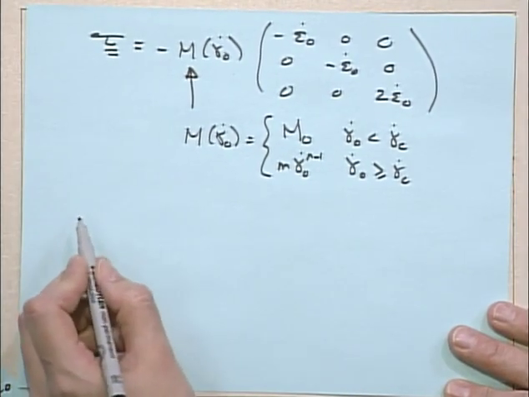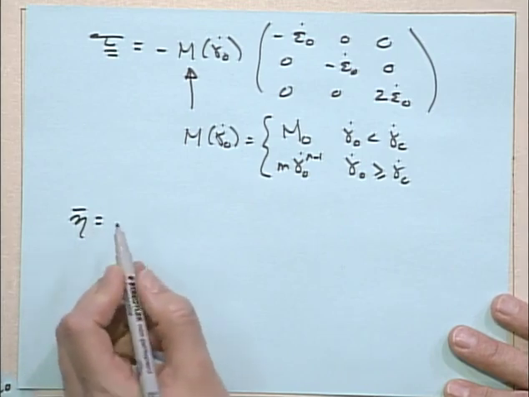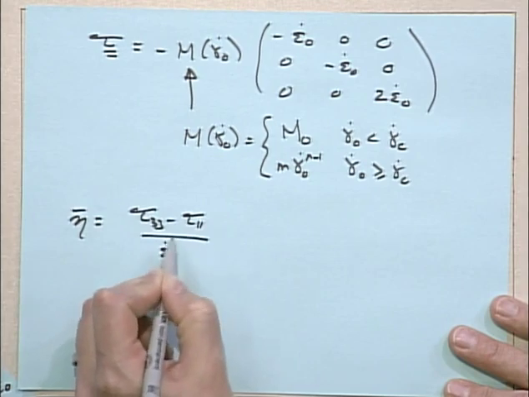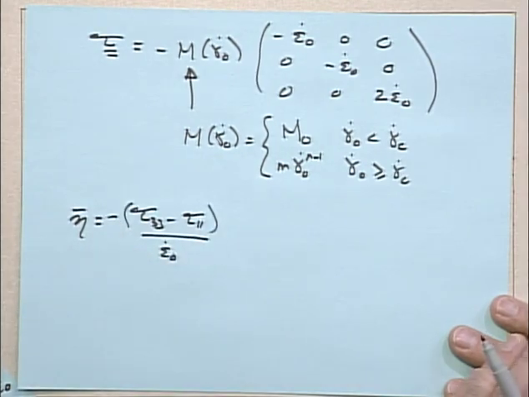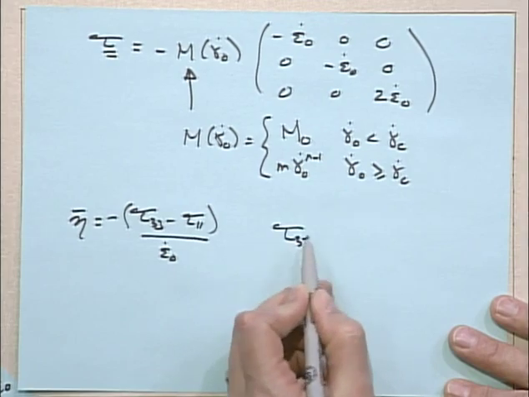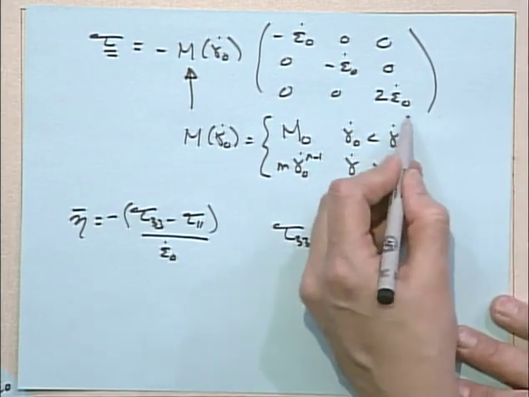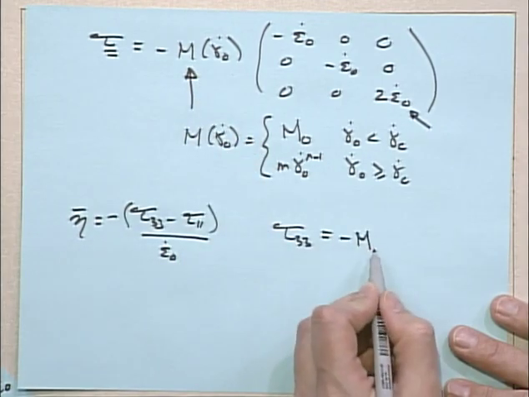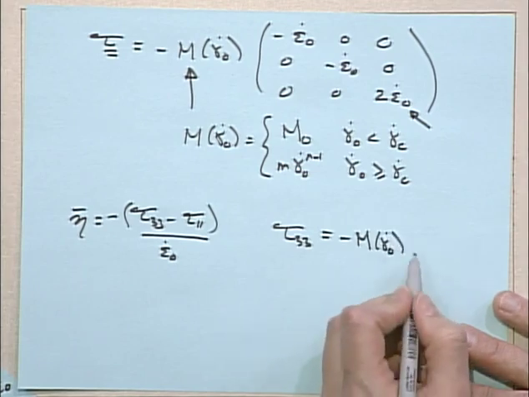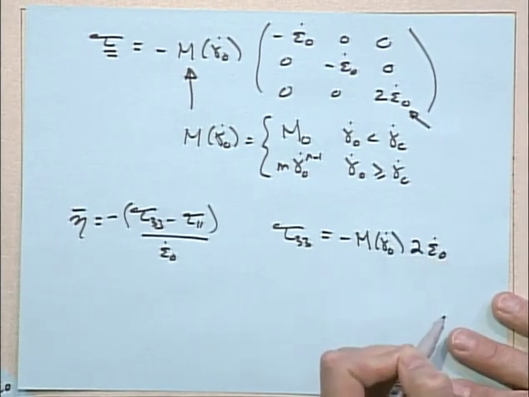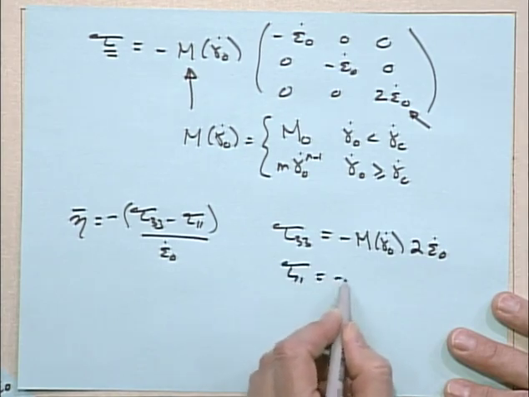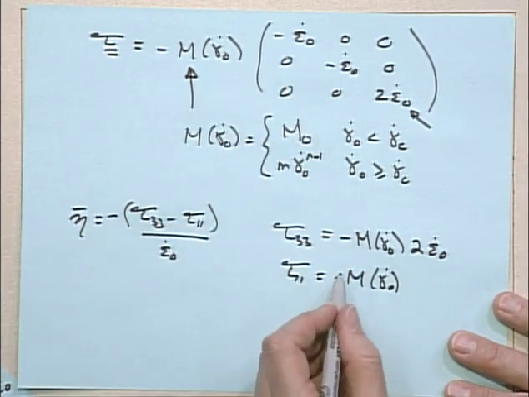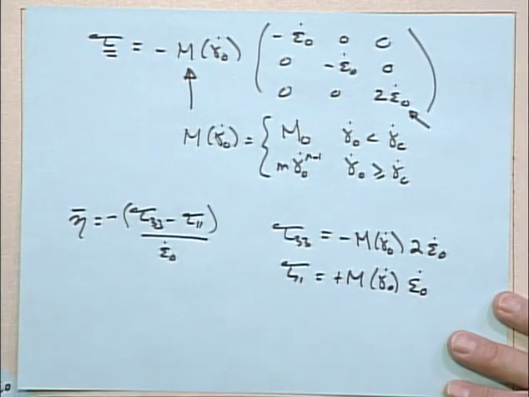But we want to then go to the definitions of the material functions. Eta bar is tau 3 minus tau 1 over epsilon dot naught, the whole thing negative. So we need tau 3. Tau 3 is this element. Don't forget it's multiplied. So it's minus the function m of gamma dot naught times 2 epsilon dot naught. And tau 1 is minus m, the function of gamma dot naught, times minus epsilon dot naught.